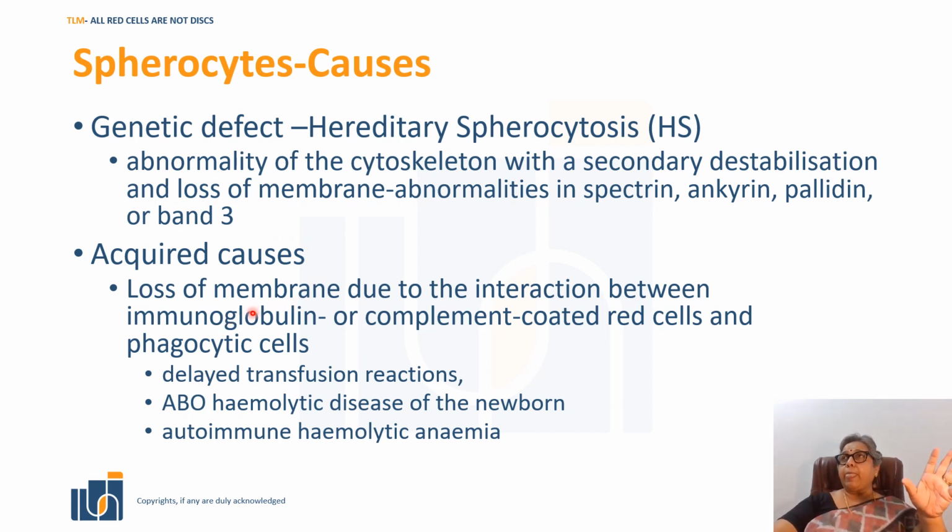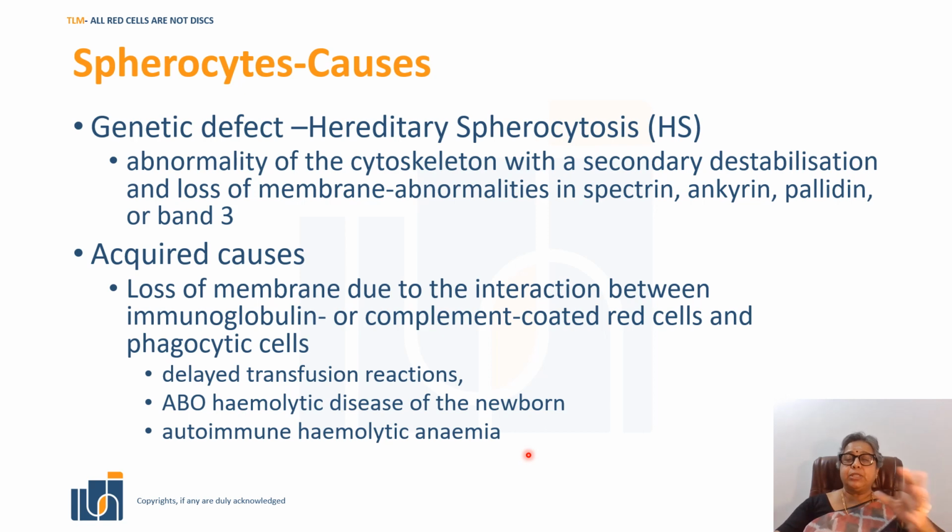Now what are the acquired causes of spherocytes? I told you when we saw the spherocytes along with other poikilocytes, you can have a host of conditions which can give rise to the presence of spherocytes on the peripheral smear. Loss of membrane due to interaction between immunoglobulin or complement coated red cells and phagocytic cells. So this could be in delayed transfusion reactions, ABO hemolytic disease of the newborn, or autoimmune hemolytic anemia.